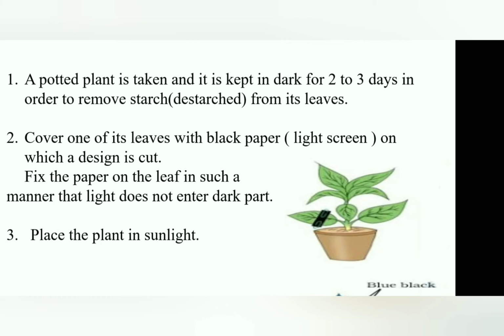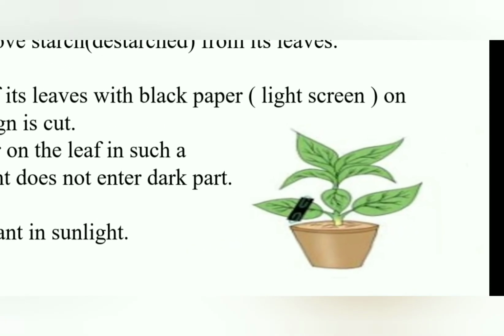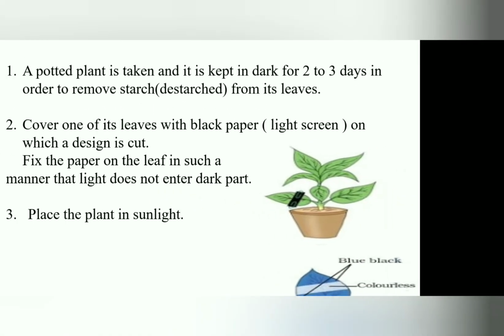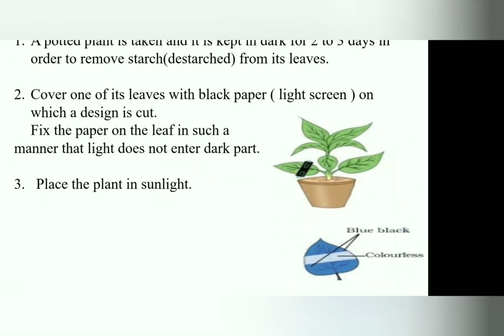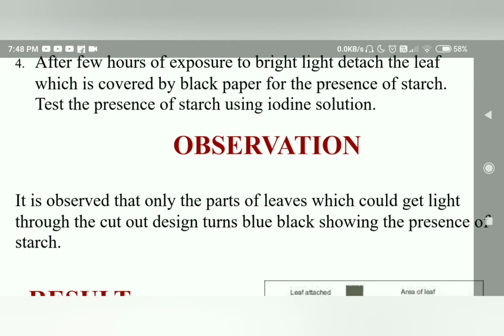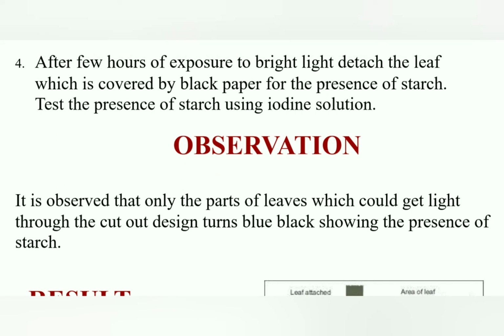See in the figure, fix the paper on the leaf in such a manner that light does not enter the dark part. Now place this plant in sunlight. After a few hours of exposure to bright light, detach the leaf which is covered by black paper to test for the presence of starch. So after detaching it, you have to test it for the presence of starch.